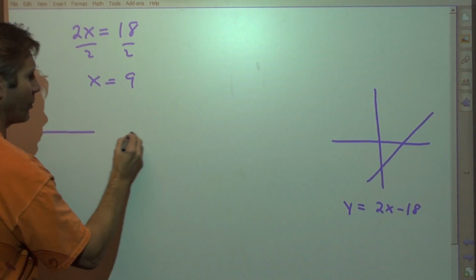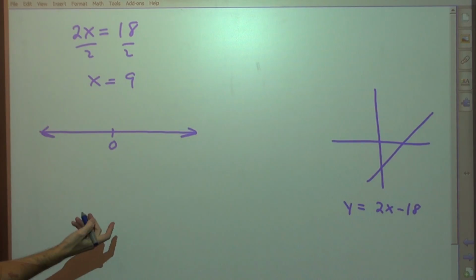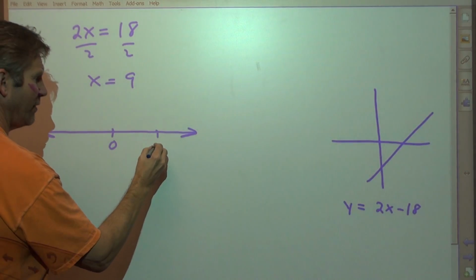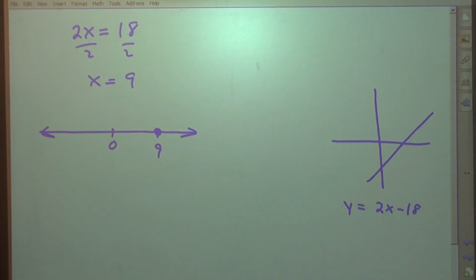And what we can do is we can say, well, you know what, graph it. It's like, what do you mean graph it? Well, it's just the number line. It's just what the values that x could be. And so we can see that x can be 9. So let's put a point right there. That's the solution set. We graphed it.